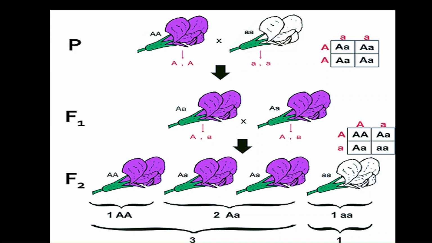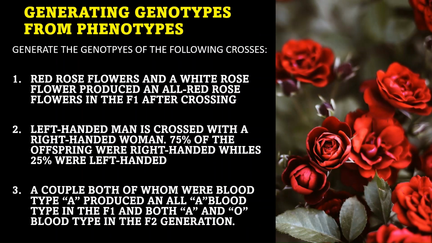Take note that from the beginning, from the P1, we know white is recessive. It is only expressed when in the homozygous state. So for you to be white, you must carry two recessive alleles. One came from each of the two purple parents. That means the purple parents are both heterozygous. So you can give it a try and generate the genotype of the following crosses.